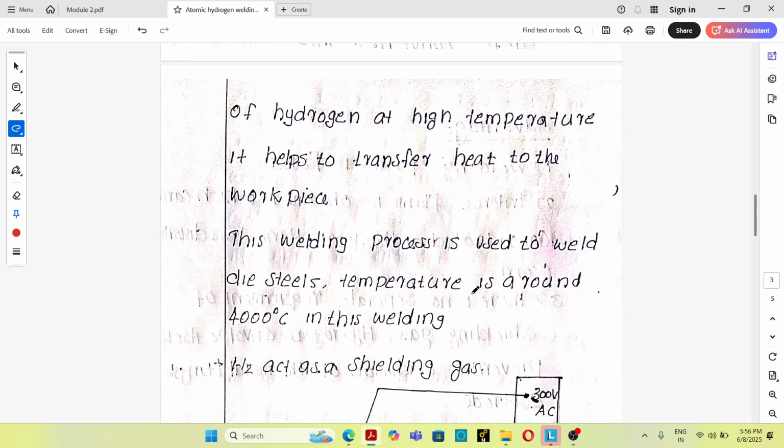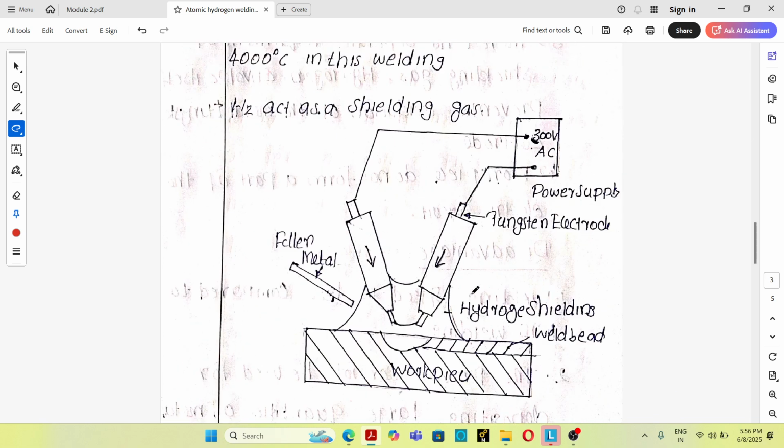See, this is a figure of the atomic hydrogen welding process. It consists of two non-consumable tungsten electrodes. These are the two electrodes. An AC power source is used, and there is a hydrogen cylinder which will provide hydrogen shielding gas near the welding area. So this is the hydrogen shielding gas. And this is the filler metal that will provide additional metal to the molten weld pool. So this is the molten weld pool.